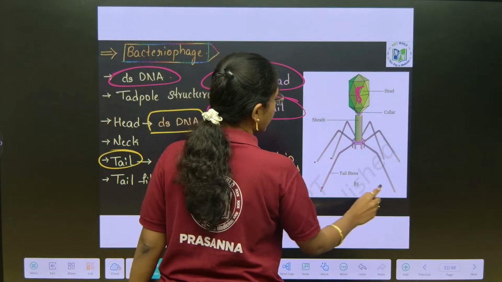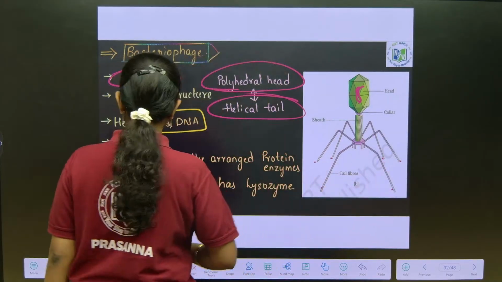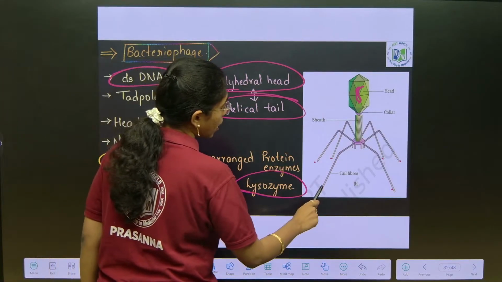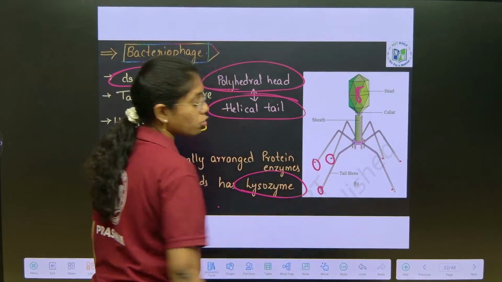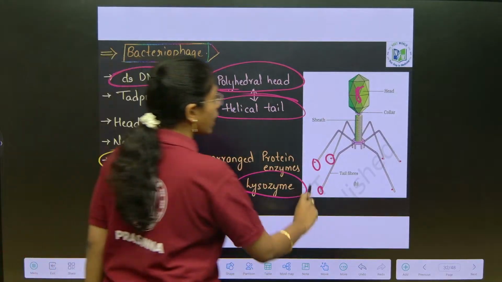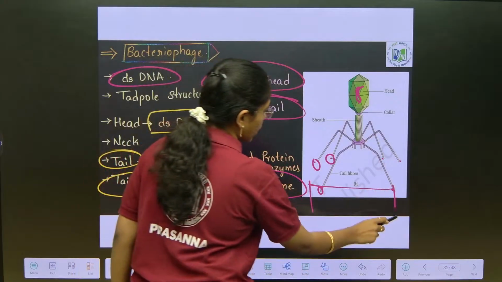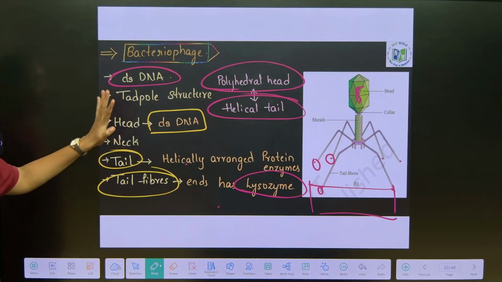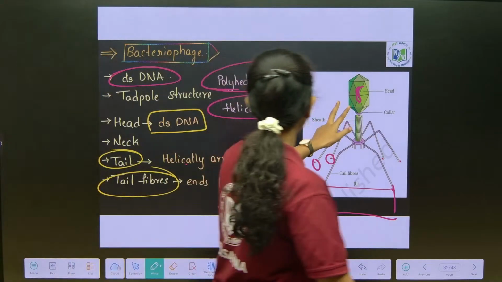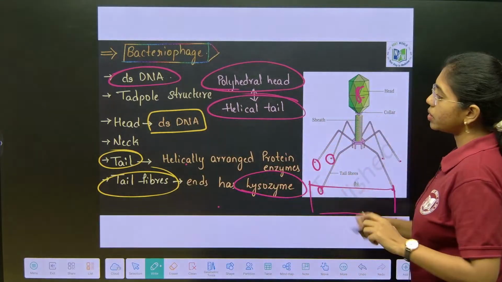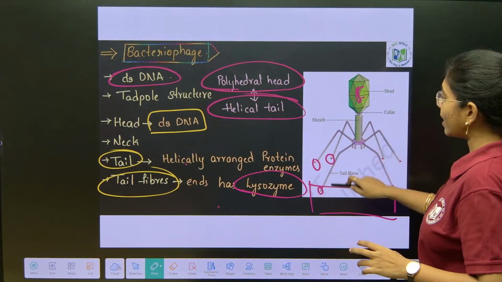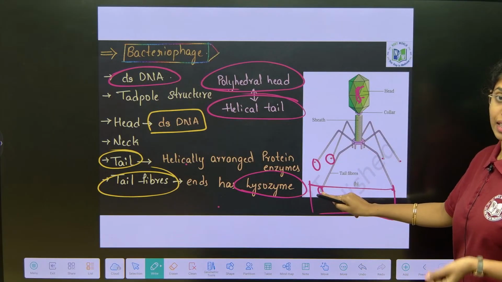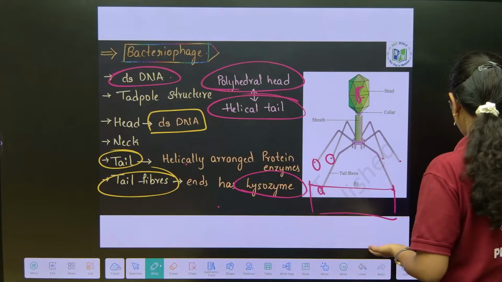The tail fibers end with an enzyme called lysozyme. These lysozymes will degrade the wall layer of bacteria. So, double stranded DNA, tadpole structure, polyhedral head and a helical tail. The head has double stranded DNA, it has a neck, and the tail has protein enzymes at the end, like lysozyme at the tail fibers, which degrade the wall layer of bacteria.